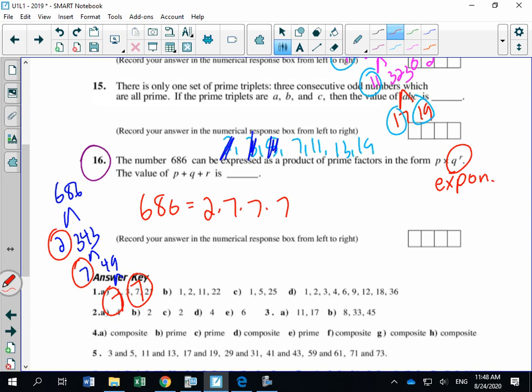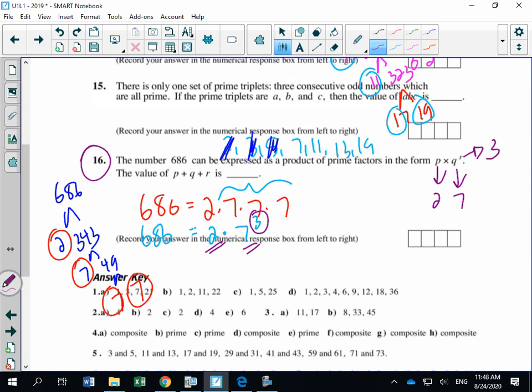So let's rewrite 686 in exponential form. 686 can be rewritten as 2 times 7 to the power of what? How many 7s are there? There's 3. So 2 times 7 to the power of 3. So what would P be? P would be 2, Q would be 7, and R is the exponent. That would be 3. So now I figured out what P, Q, and R are.